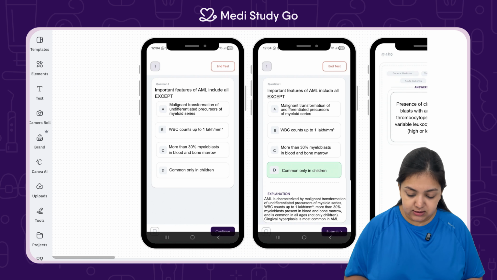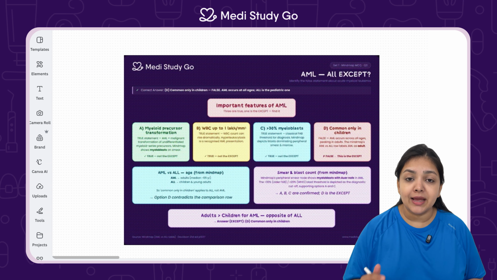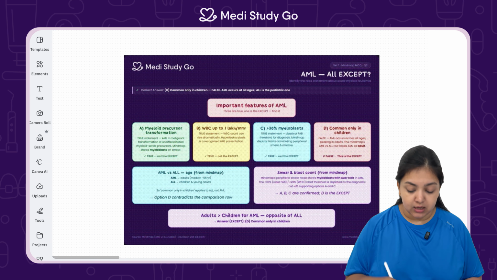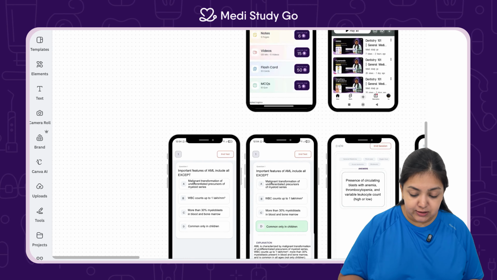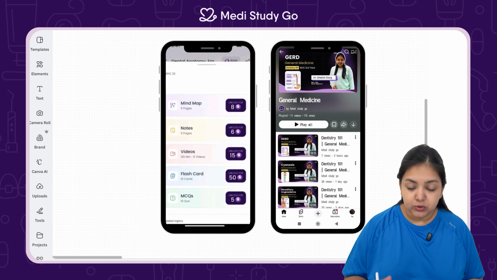What comes ahead of this is that you can view why every other option is not the answer. A clear explanation is given over here in this chart, which you can easily visualize on the app of MediStudy Go, which is this one.